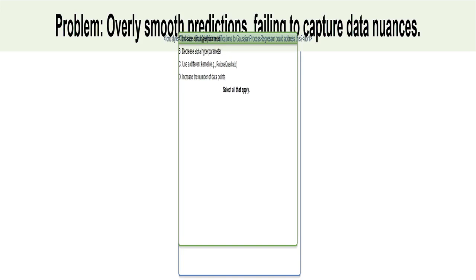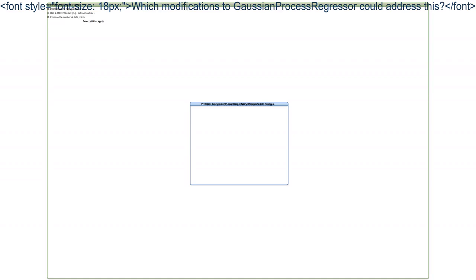I am focusing on how to fix this oversmoothing issue. The problem is that the GPR model is producing predictions that are too smooth. They don't capture the intricate variations and nuances present in the actual data. Think of it like drawing a graph. A too smooth line would miss the peaks and valleys of the actual data points.